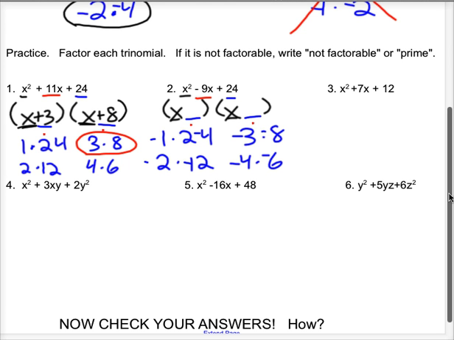So I start running through my list. -1 plus -24, that is not negative 9. Negative 2 plus negative 12, again, not negative 9. Negative 3 plus negative 8 doesn't give me negative 9. Uh-oh, negative 4 plus negative 6 is not negative 9. So in this case, we've exhausted all of our options. Nothing fits that restriction of multiplying to 24 and adding to negative 9. So this is going to be not factorable. It's another one of those cases that is simply not possible.